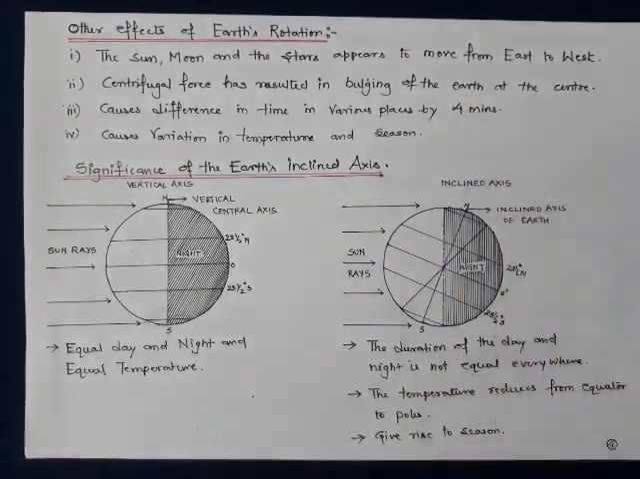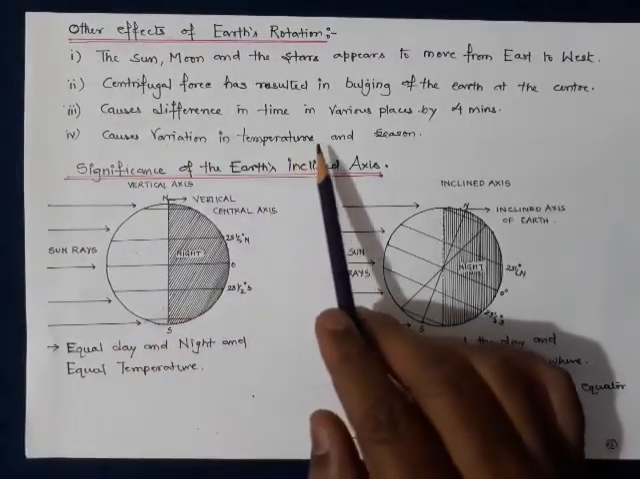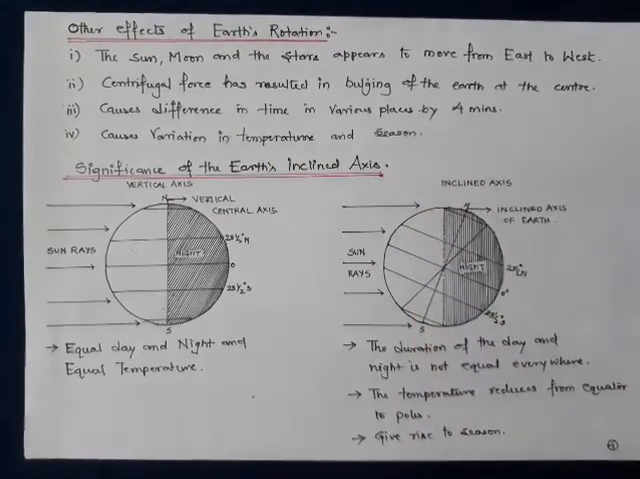by 4 minutes. As you would have learned in your previous chapter, every latitude and longitude represents 4 minutes. So the movement of the earth has an effect in the difference in time by 4 minutes. And this also causes variation in temperature and the season.